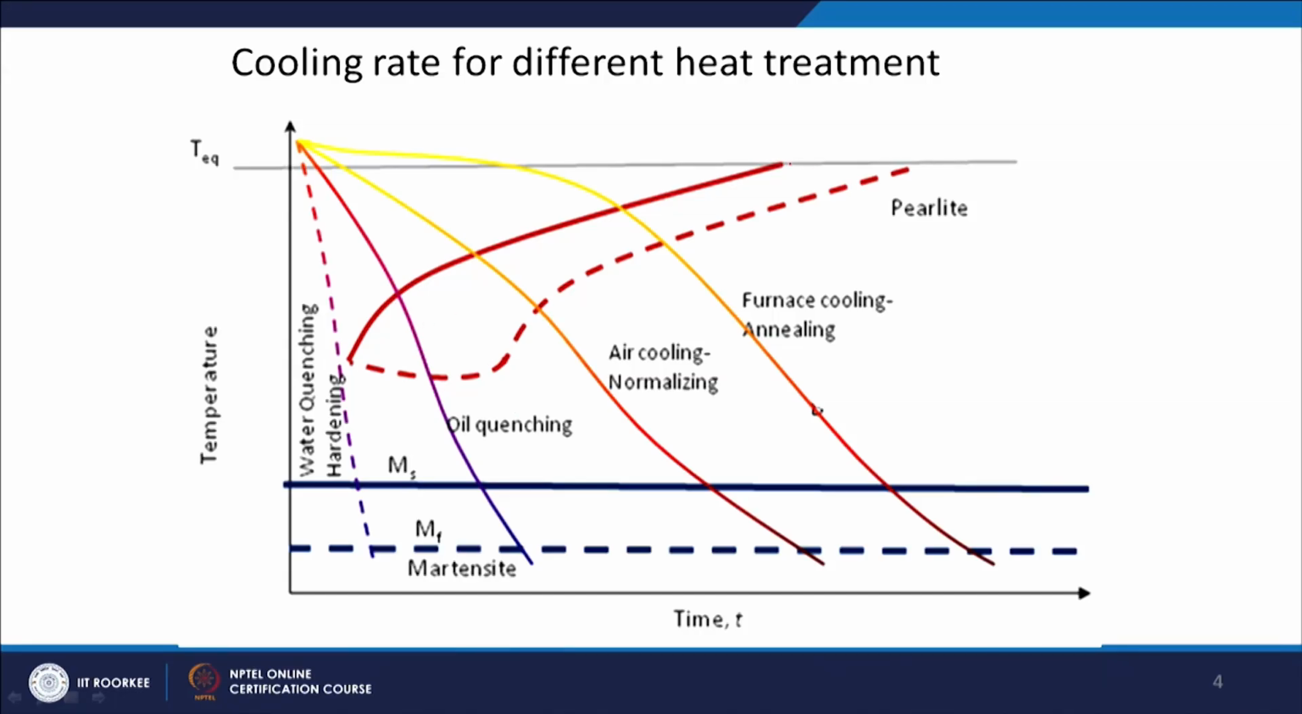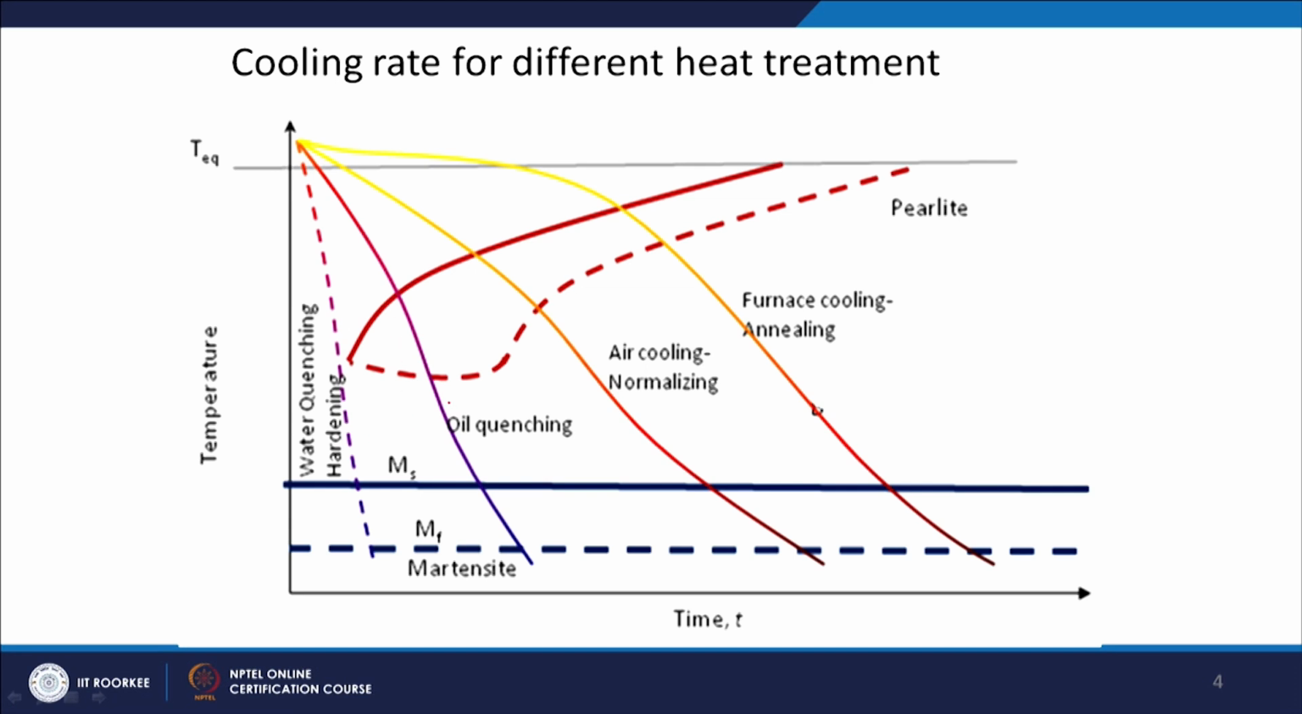You can do oil quenching, you take it out and put it in the oil. Of course, oil quenching will be much faster than air cooling. So you can have faster cooling, and all these cooling curves are superimposed on a CCT curve as shown here. Now you can also understand that if you are doing furnace cooling, what microstructure you will get, if you are doing air cooling, what microstructure I am going to get, if I am doing oil quenching, what microstructure I am going to get, and if I am doing water quenching, which type of microstructure I am going to get.